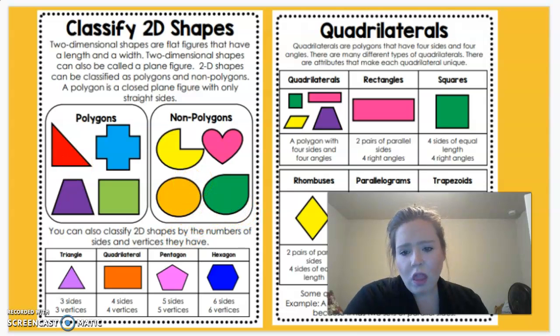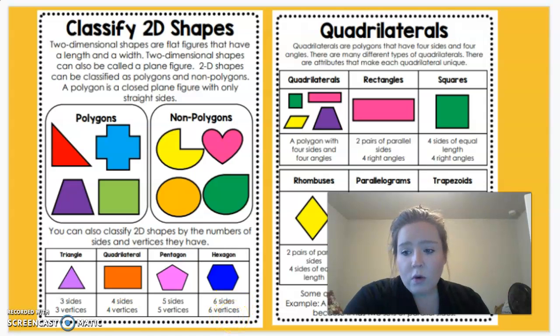You can also classify 2D shapes by the number of sides and vertices that they have. So a triangle only has 3 sides and 3 vertices. Sides are 1, 2, 3, and the vertices are going to be your corners or your points. A quadrilateral has 4 sides and 4 vertices. All quadrilaterals have 4 sides and 4 vertices. And a pentagon has 5 sides and 5 vertices. A hexagon has 6 sides and 6 vertices.